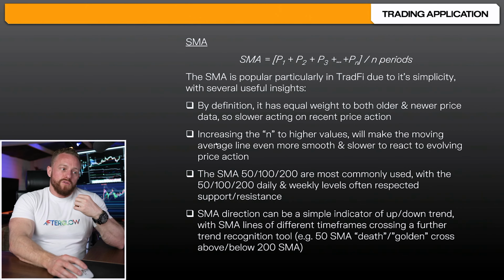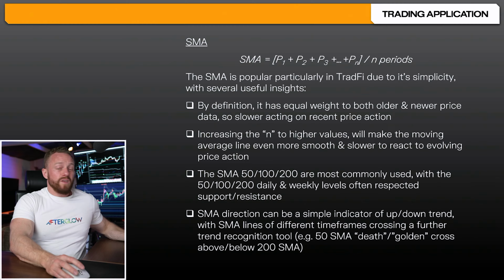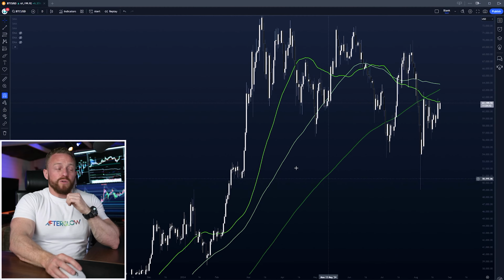So those SMA 50, 100 and 200 lines are often the most commonly used, particularly in TradFi, and people often observe these as support and resistance levels that are respected. And we can see that on the Bitcoin chart.